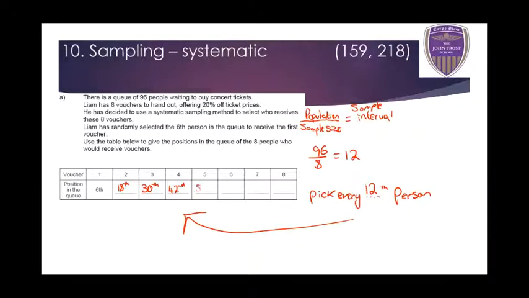42nd, 54th, and so on. So you just keep adding 12 to all the numbers until you run out of numbers. So 90th to finish off with. Double check you're adding 12 every time there. And there you go. That would be a systematic sample where we've picked every 12th person and we were given our first position in the question. The first person was the 6th person. Let's have a look at the next topic.